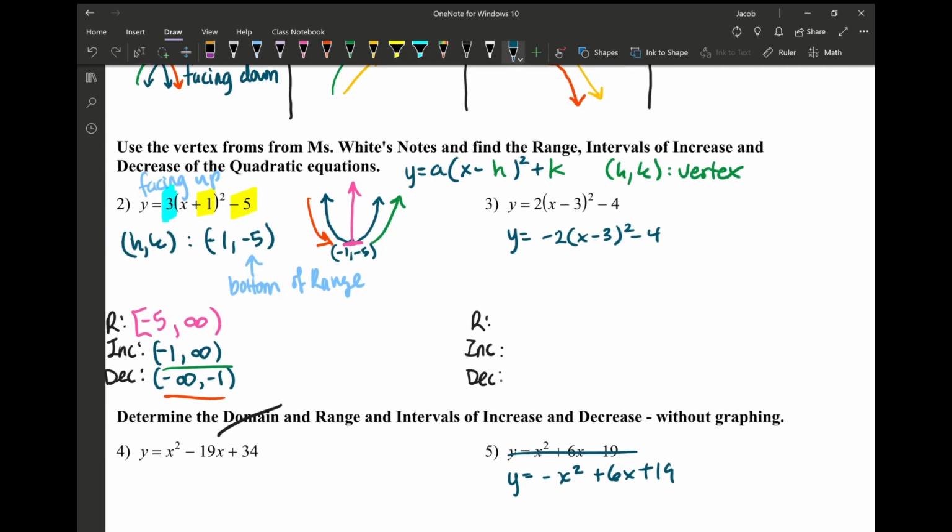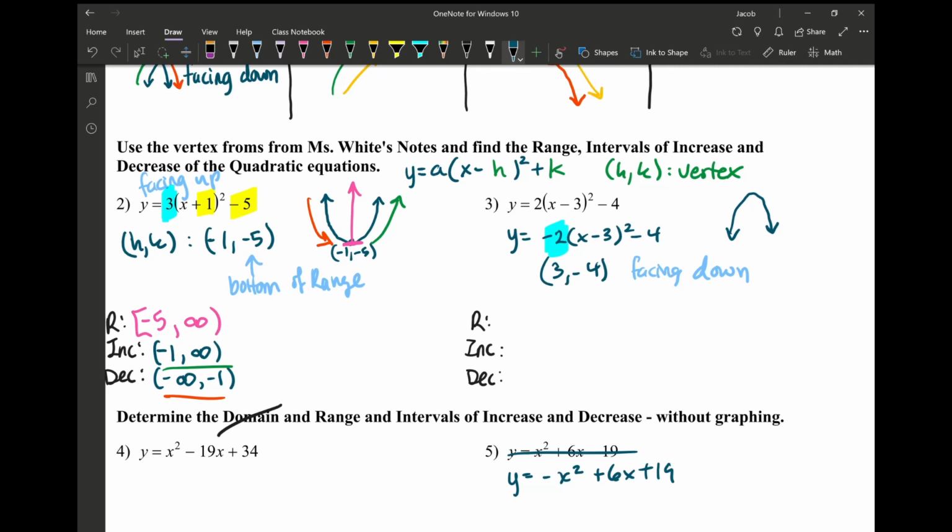H is 3, 4, but we are facing down. So we're going to be increasing on the left side of our maximum, because we have a maximum in this graph. It looks like this if it's facing down.